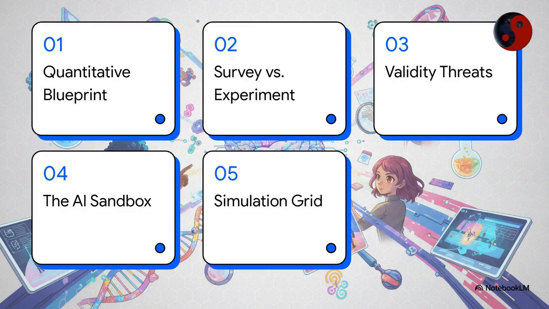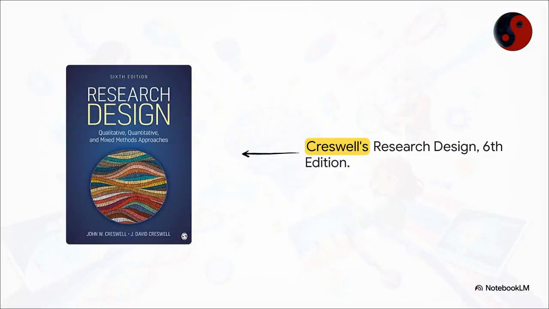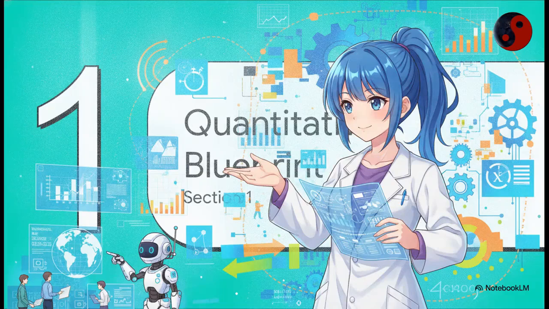Let's get into it. Our starting point today is strictly grounded in the 6th edition of Cresswell and Cresswell's research design framework. For those in the know, this text sets the absolute gold standard for rigorous methodology. Think of it as the authoritative rulebook for both human researchers and, as we'll see shortly, the AI environments we'll be exploring.